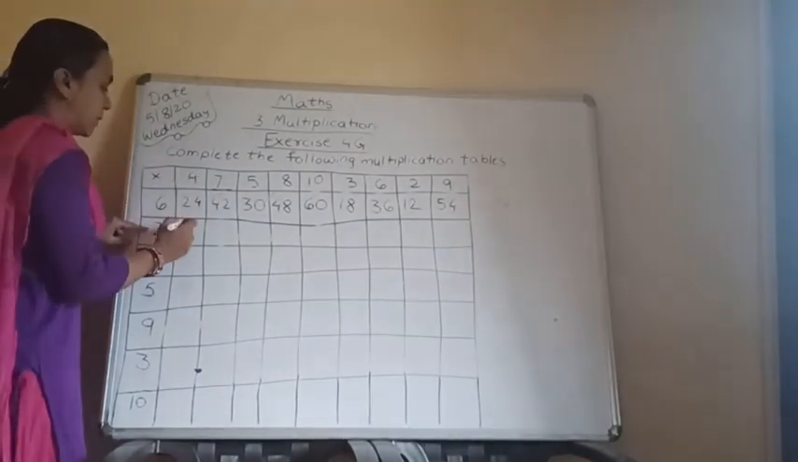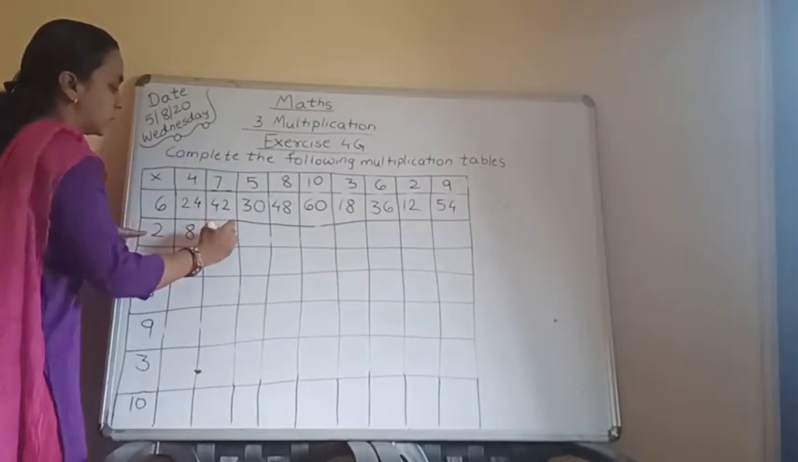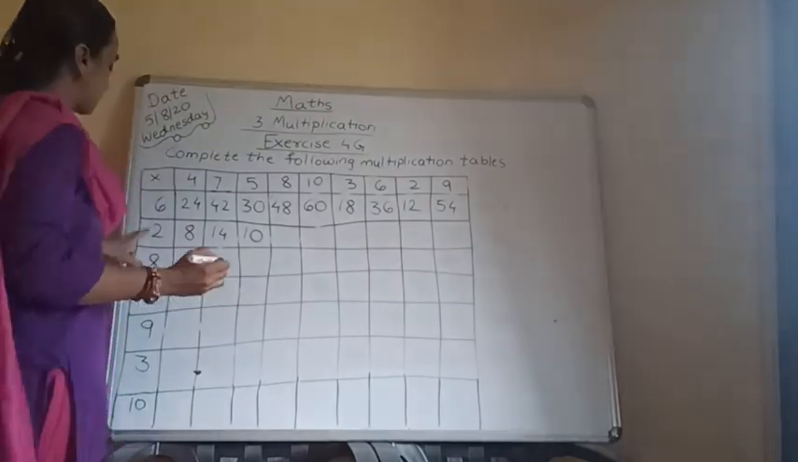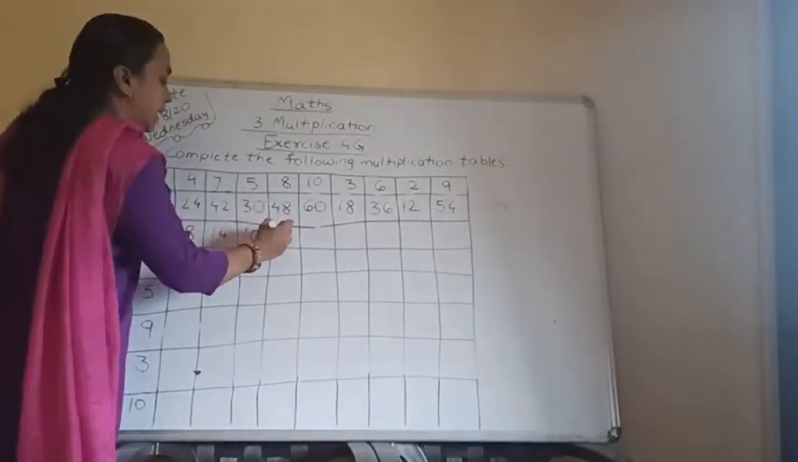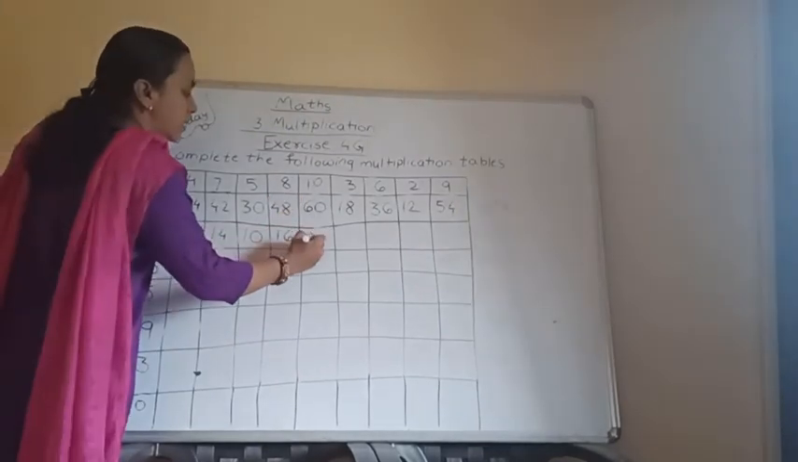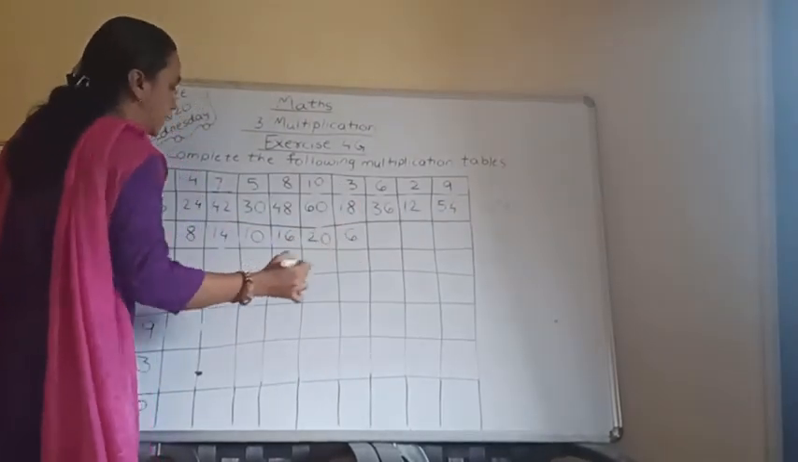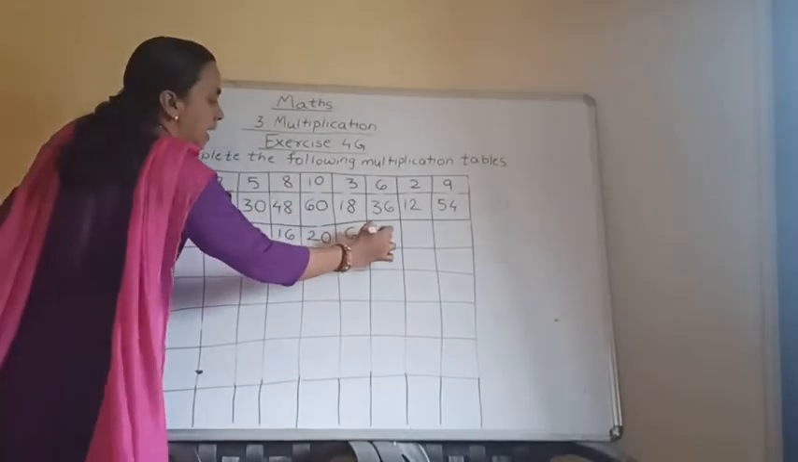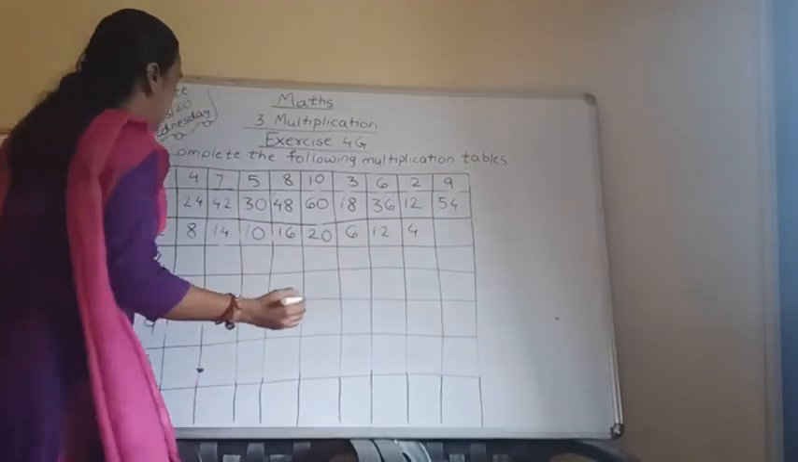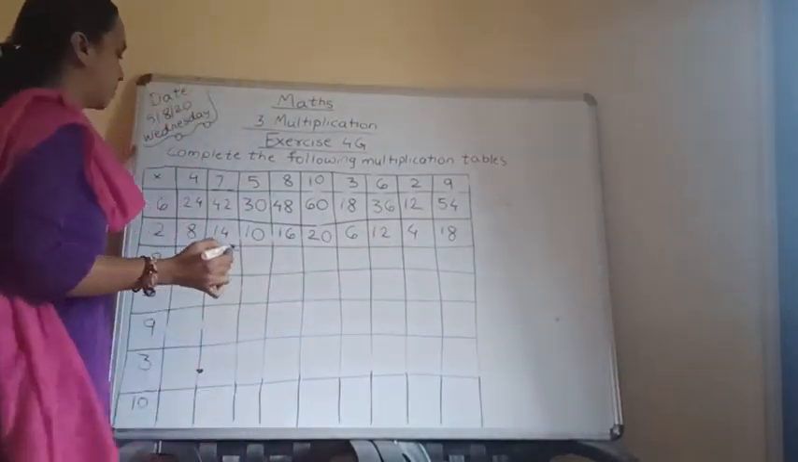2 multiplied by 4, 8. 2 multiplied by 7, 14. 2 multiplied by 5, 10. 2 multiplied by 8, 2 8s are 16. 2 10s are 20. 2 3s are 6. 2 6s are 12. 2 2s are 4. 2 9s are 18. Okay.